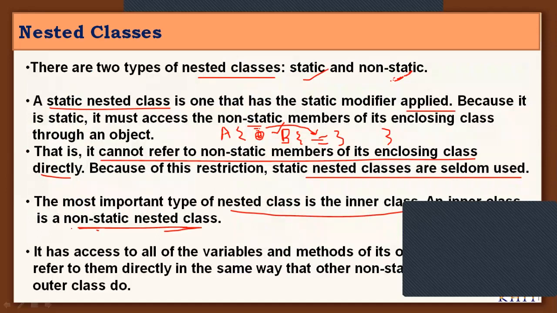Next one, it has access to all the variables and methods of its outer class. Yes, as I told you, class B is allowed to access all the members of this outer class, right?